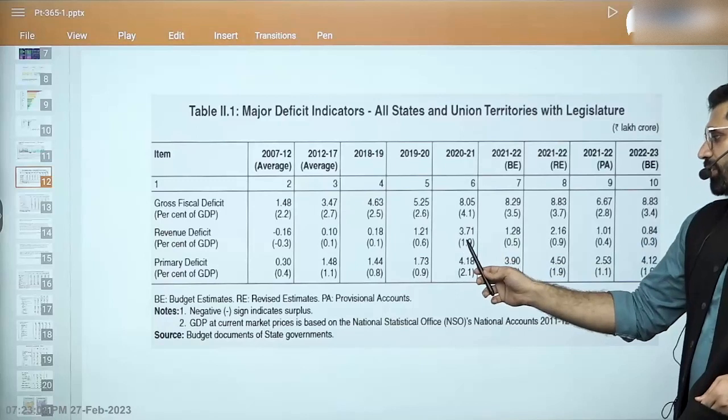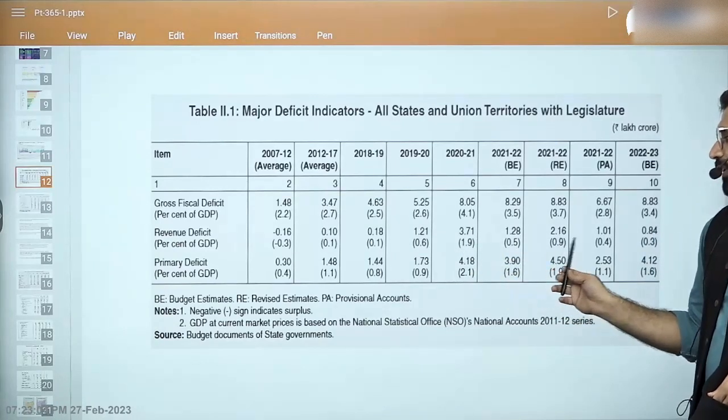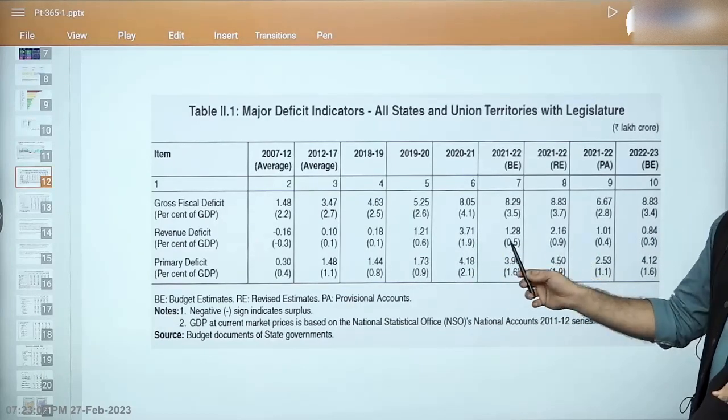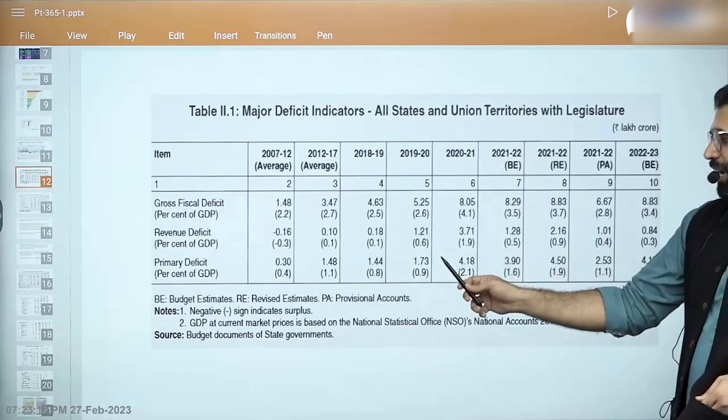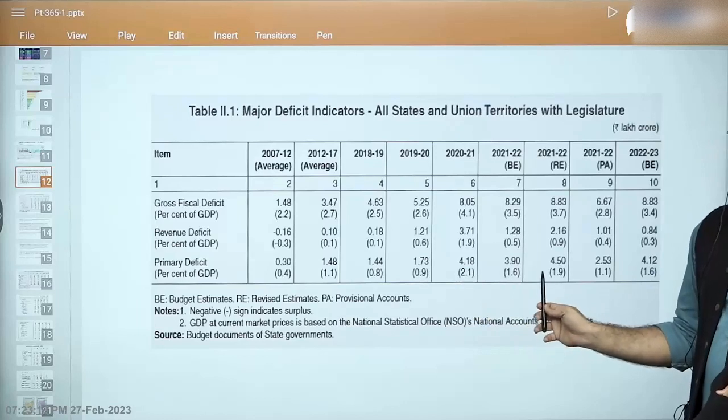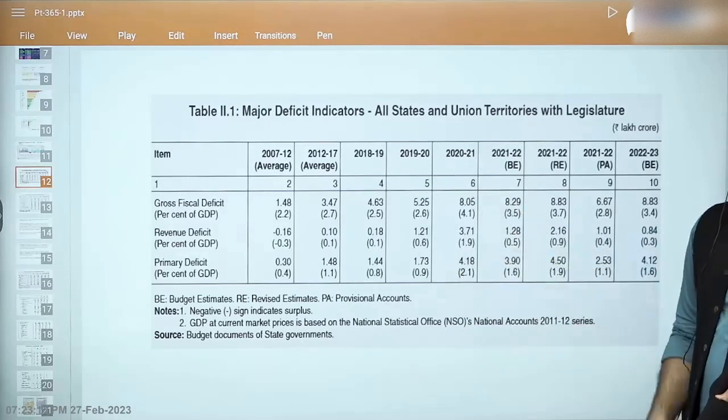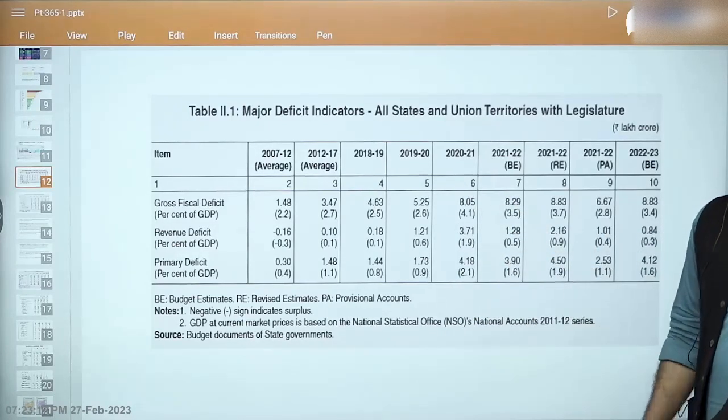Revenue deficit being 1.9, 0.5, 0.9, 0.4. So revenue deficit has increased. From budget to revised, revenue deficit expansion. Primary deficit 2.1, 1.6, 1.9. What's the difference between primary and gross fiscal deficit? The interest payments.